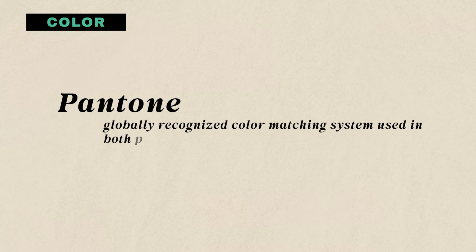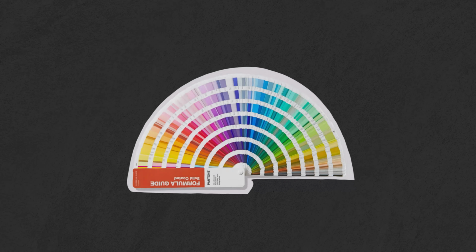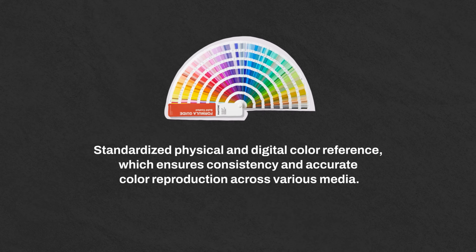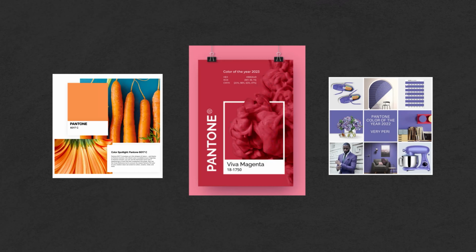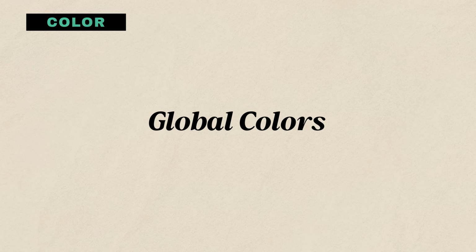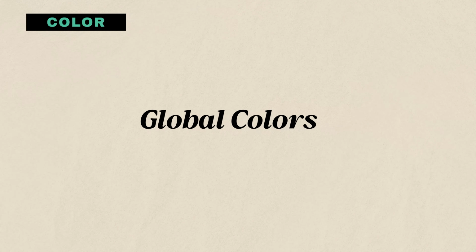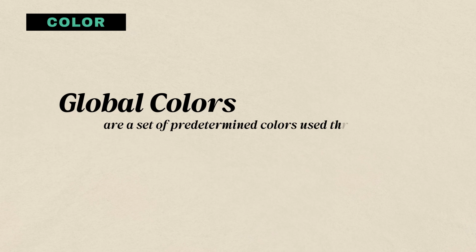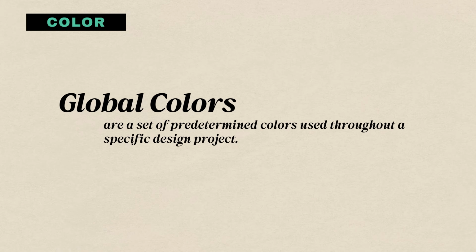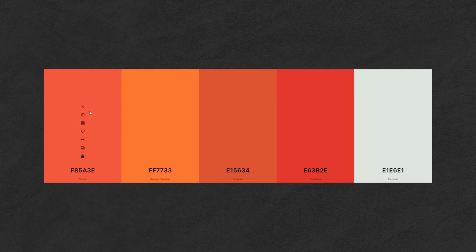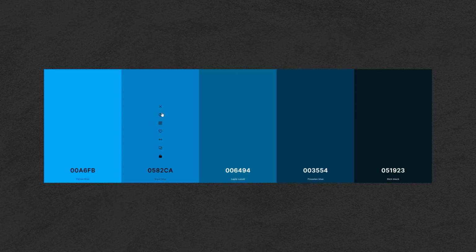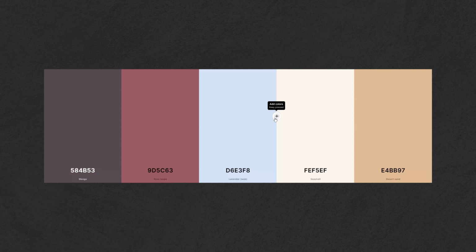Pantone is a globally recognized color matching system used in both print and digital design. It provides a standardized physical and digital color reference which ensures consistency and accurate color reproduction across various media. Global colors, also known as project colors or document colors, are a set of predetermined colors used throughout a specific design project. They provide a consistent color palette for branding, UI or UX design, or any other visual work.